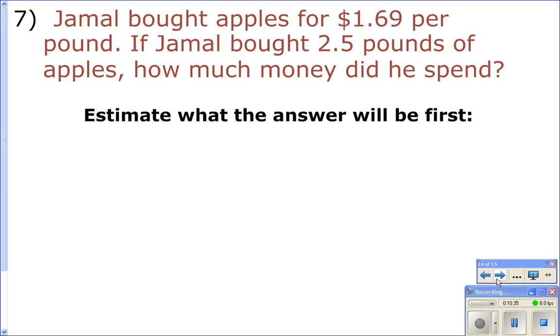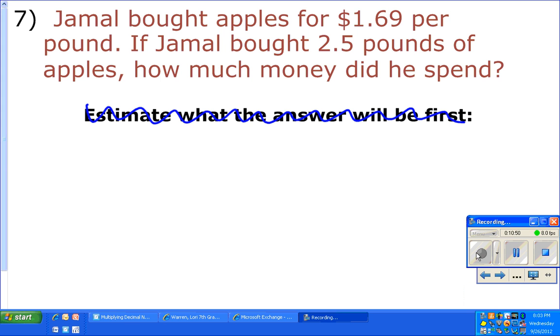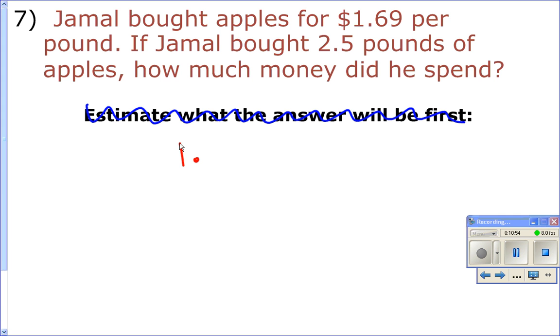Okay. This is a word problem. It says Jamal bought apples for $1.69 per pound. If Jamal bought 2.5 pounds of apples, how much money did he spend? Okay, we're not going to estimate on this one. Okay, so we are going to multiply $1.69 times 2 5/10 pounds of apples.